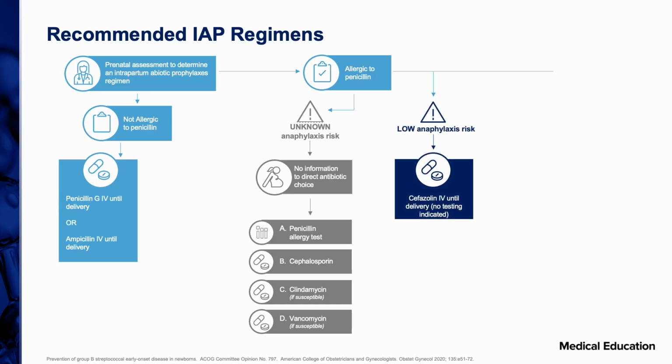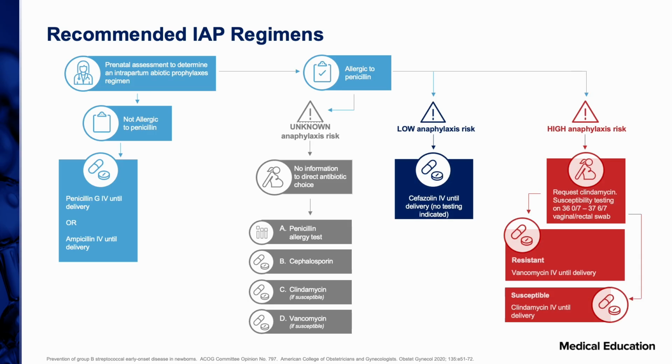And if it's a really high risk, and again, we'll talk about those details, the high risk is going to be a clindamycin sensitivity that's done on that positive GBS culture, right? And if it's resistant, then it's going to be vancomycin, and if susceptible, then clindamycin. So clindamycin, if resistant, then vancomycin.